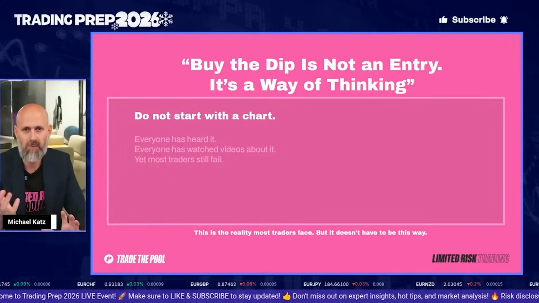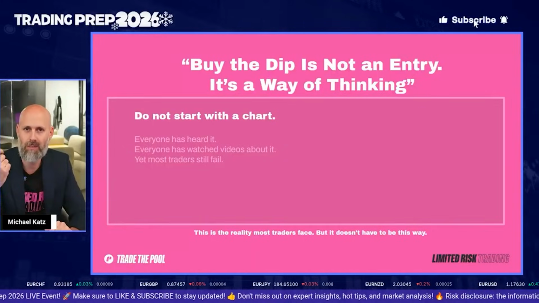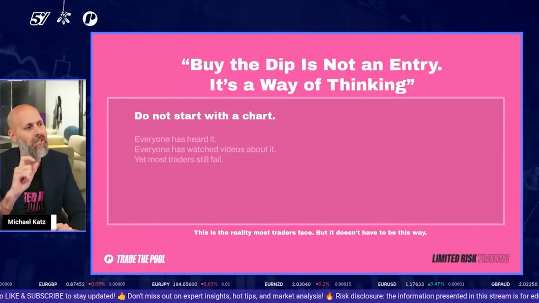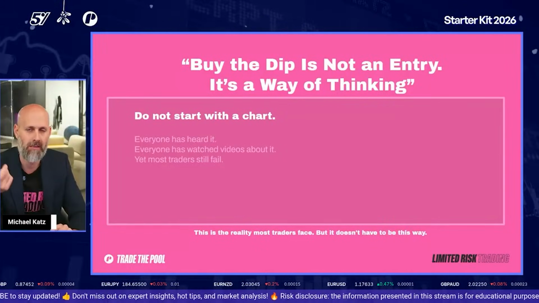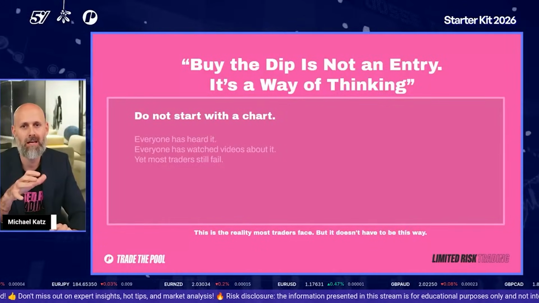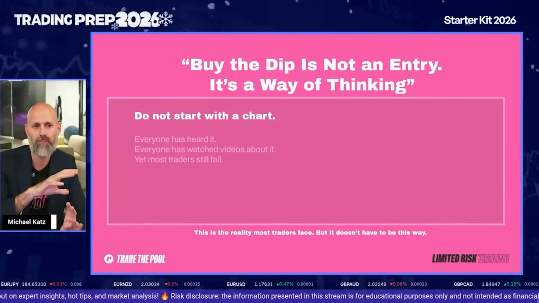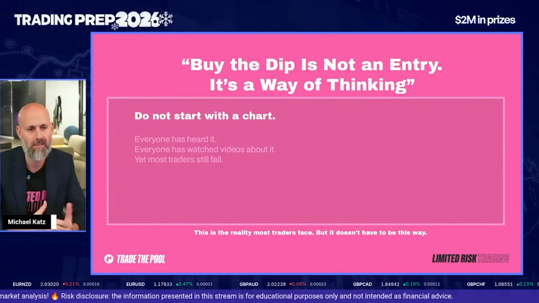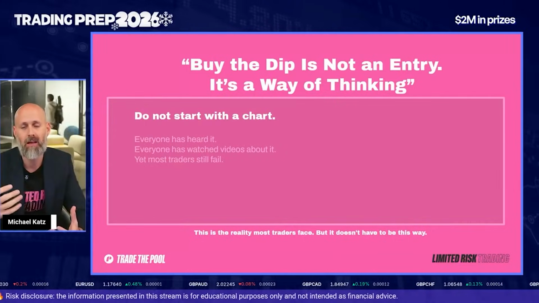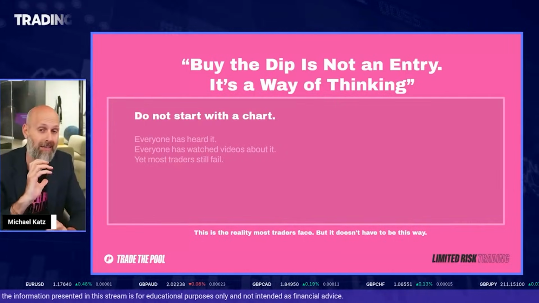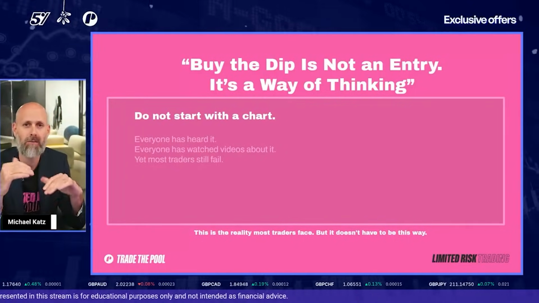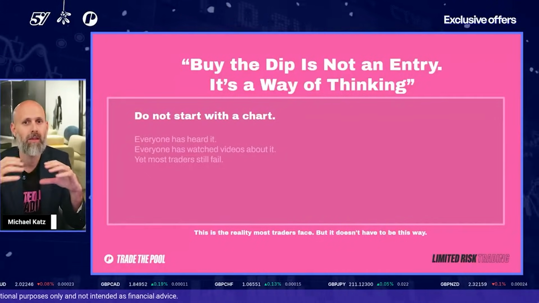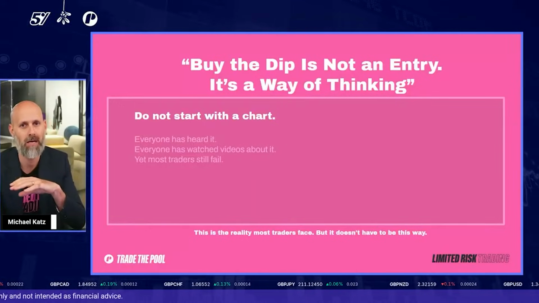But the concept is simply that buying the dip is not really an entry point. It's not about the charting part or the indicators. It's actually about the way you think, right? Once you understand that there is a psychological aspect of trading, and of course we all know that, and a psychological cycle, then we can identify it. And once we identify the right psychological period, then we understand that this is the time to buy the dip.